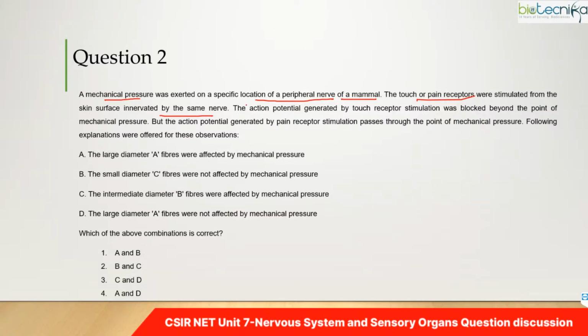So this question is basically based on the characteristics of nerve fibers. Here you need to know the nerve fibers. There are three different types of nerve fibers, A, B and C. They have been characterized. So let's see the statements. A says the large diameter A fibers were affected by mechanical pressure. B says the small diameter C fibers were not affected by mechanical pressure. C, the intermediate diameter B fibers were affected by mechanical pressure. D, the large diameter A fibers were not affected by mechanical pressure.